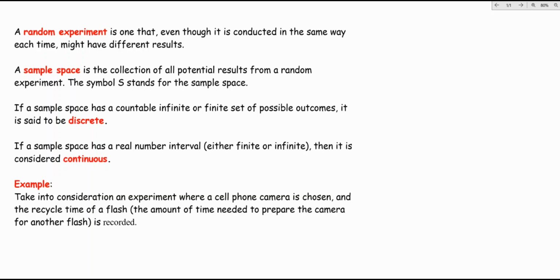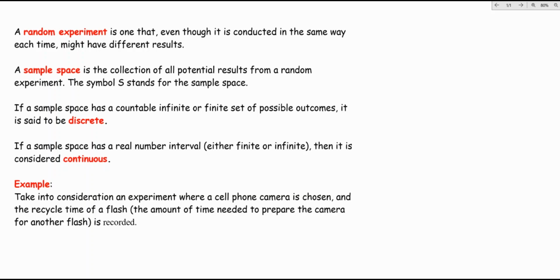So you might perform the same experiment the same way, but each time you perform it, you are going to get different results. This is as a result of some randomness in the system that you are using to perform the experiment that you can't control. Because of that randomness, you will end up getting random values at the end of your experiment. So we term this type of experiment a random experiment.